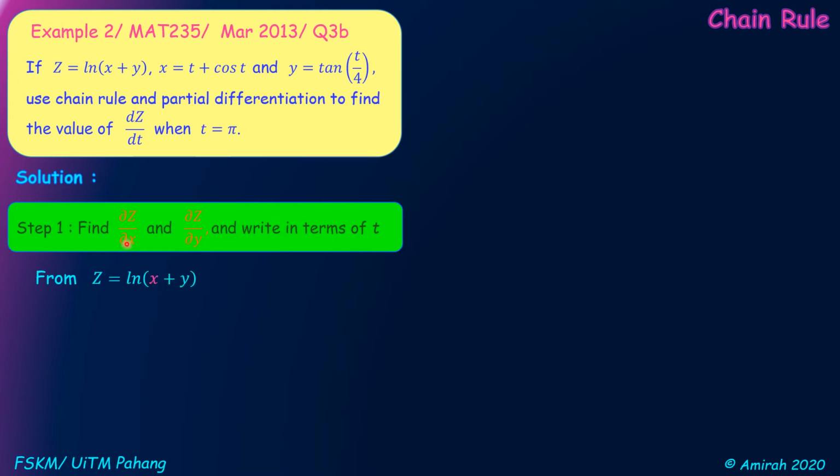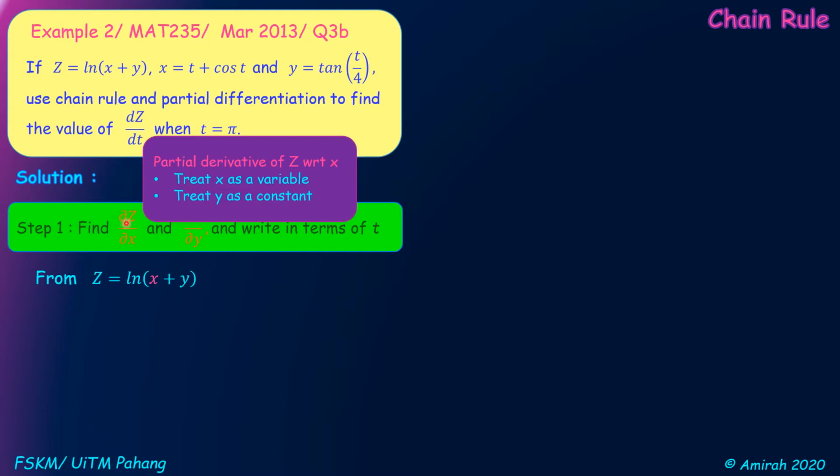So to find ∂z/∂x, we differentiate z. z equals ln(x + y). ∂z/∂x means partial derivative of z with respect to x. We treat x as a variable and we treat y as a constant. Then we can find ∂z/∂x equals 1 over (x + y) times (1 + 0).